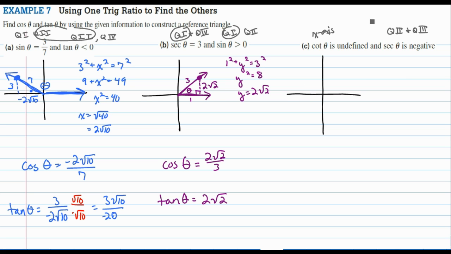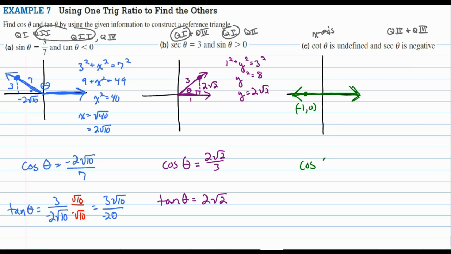the negative x-axis it is. So I'm going to draw my initial ray, and then my terminal ray on the negative x-axis, because it says cotangent of theta is undefined, so we had to be on the x-axis, specifically between quadrants 2 and 3, so secant is going to be negative. So I'm going to pick the easiest point I can out here to help me with this quadrantal angle, and that's going to be -1, 0.